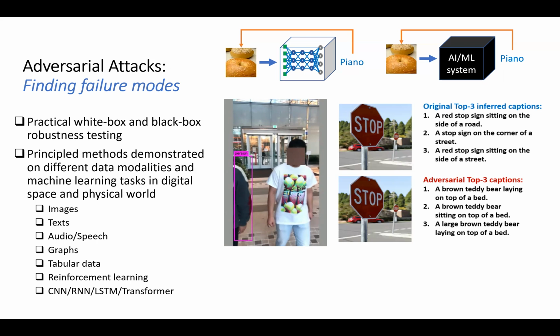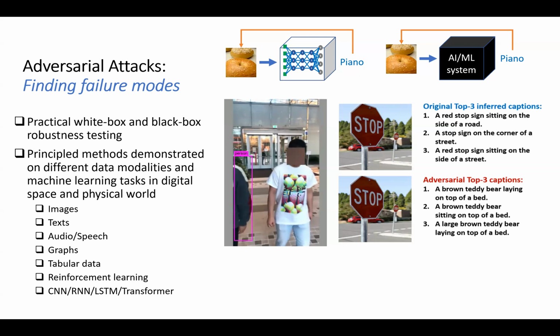Similarly for image captioning, which takes an image as input and outputs a caption describing the content. In this scenario, on the top is the original image, and the system is able to generate very precise content: a red stop sign sitting on the top side of a road. However, when we slightly perturb the image, the corresponding caption changes to a brown teddy bear laying on top of a bed. So this example shows the model is overly sensitive and may lack some fundamental understanding of the contents in the image.